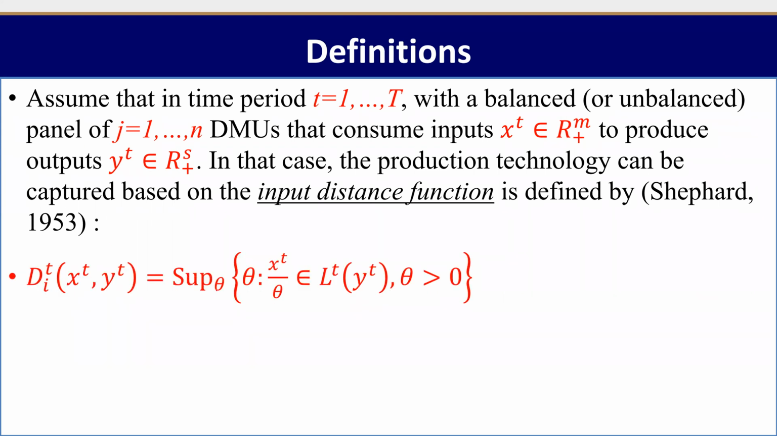This is a distance function. The I here is indicating input orientation. The XT, YT is indicating an input-output correspondence, or a DMU. Okay. And this distance function is equal to the supremum with a subscript of theta. Now, you might be wondering, what is that supremum with that subscript of theta?